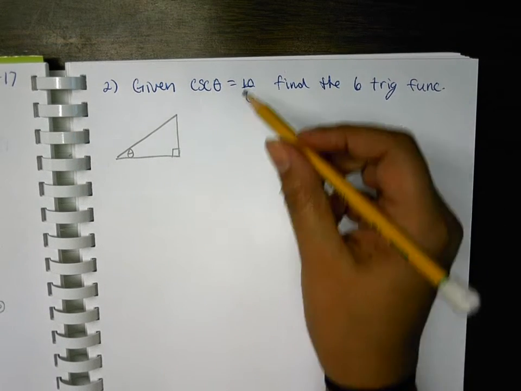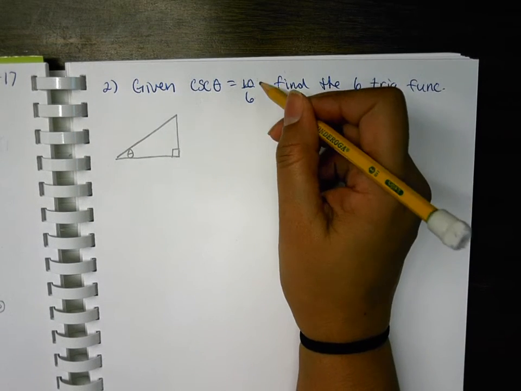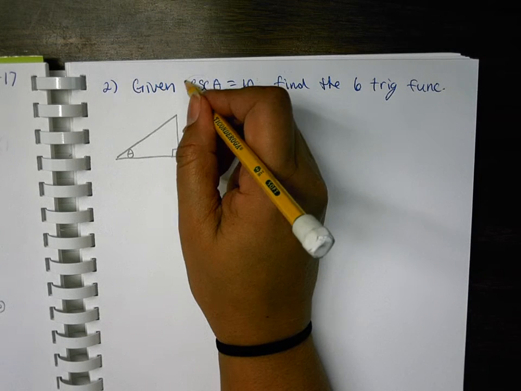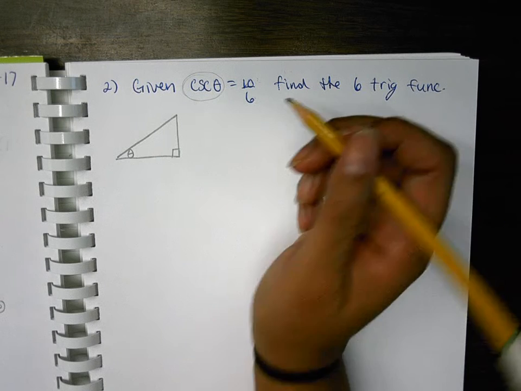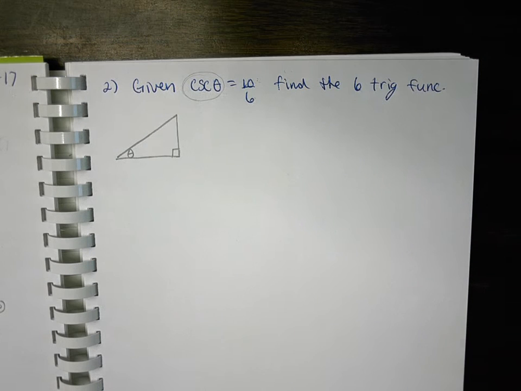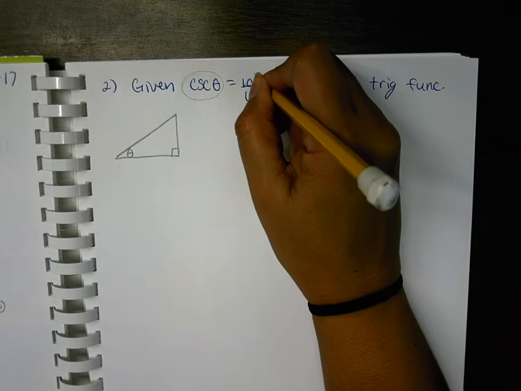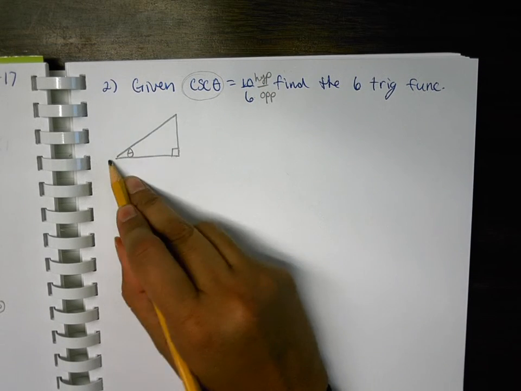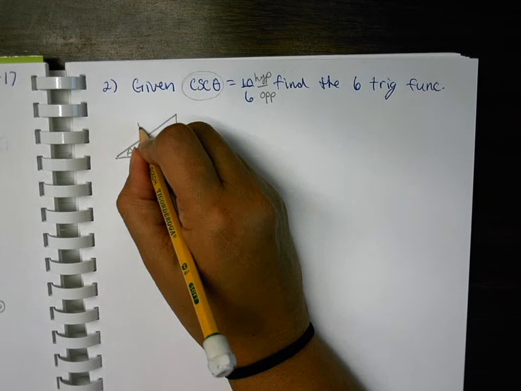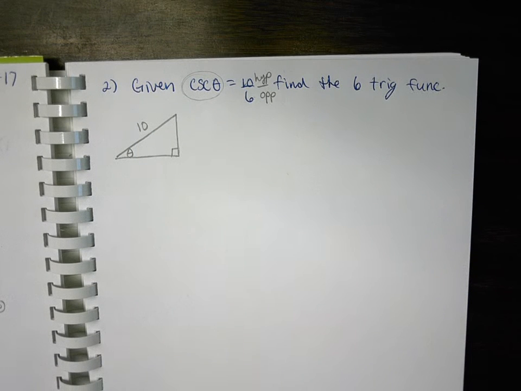Okay, so we need to figure out where the 10 and the 6 go. So can you guys tell me what cosecant is the reciprocal of which trig function? Sine. And sine is the SOH part, so it's what over what? Opposite over hypotenuse. So when you flip that, this will be hypotenuse over opposite. So right here, right now, what can I put on the hypotenuse? 10.